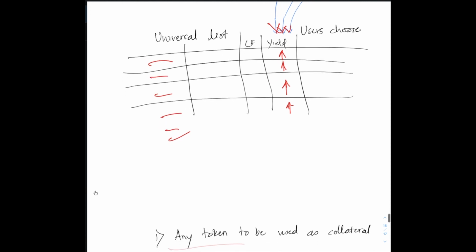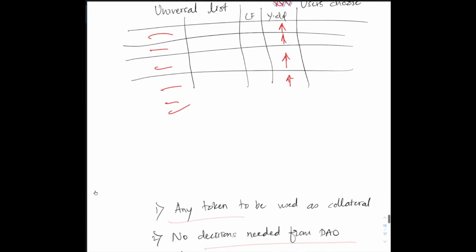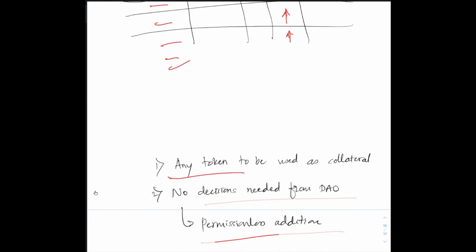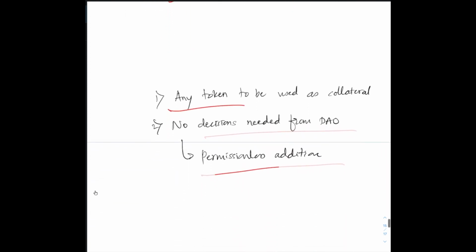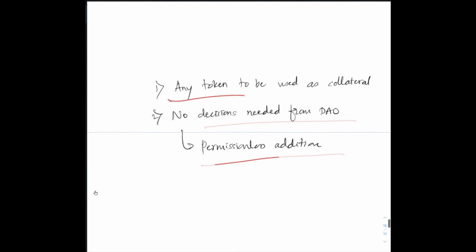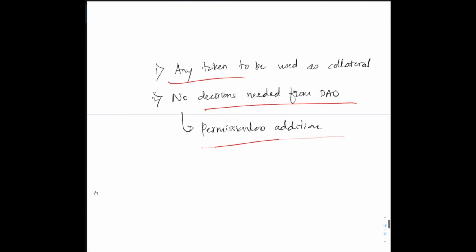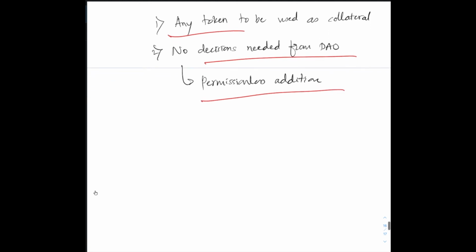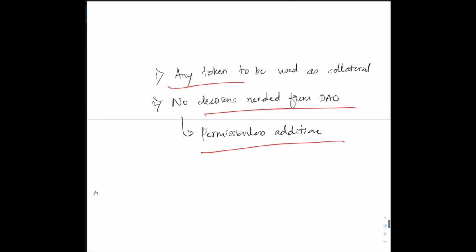So the overall outcome is that any token will be added as collateral, just like Uniswap, completely permissionless, with no decisions needed from the DAO, creating a fully permissionless design. And that should lead to significant adoption as well as an increase in TVL for USDO.